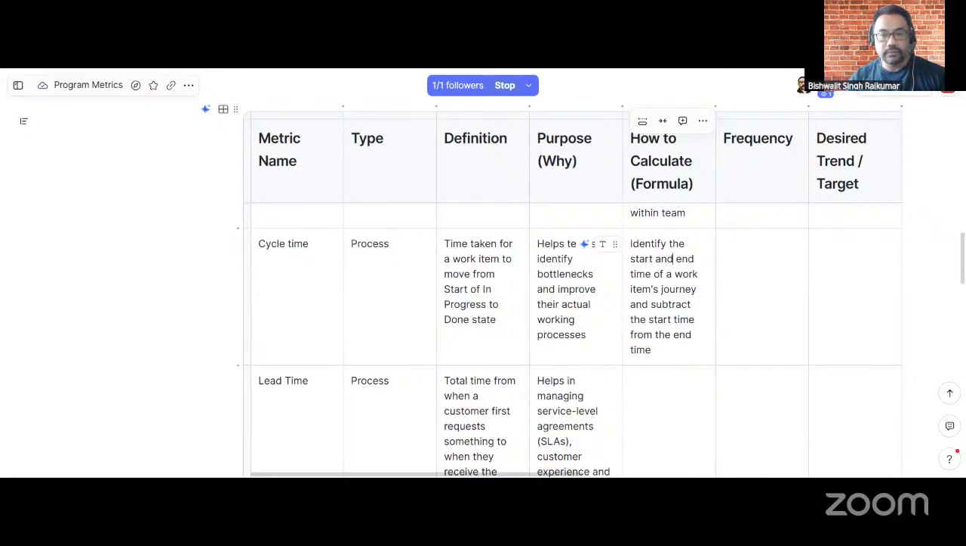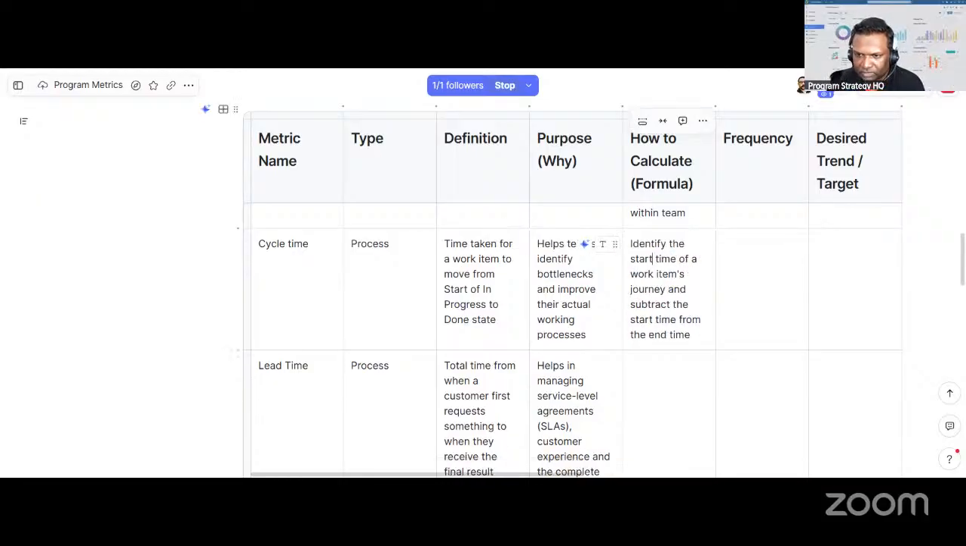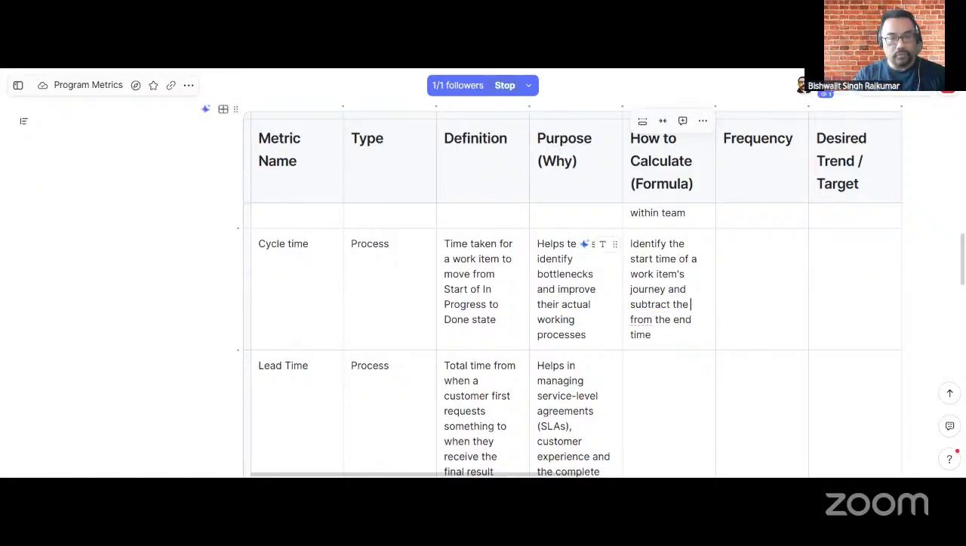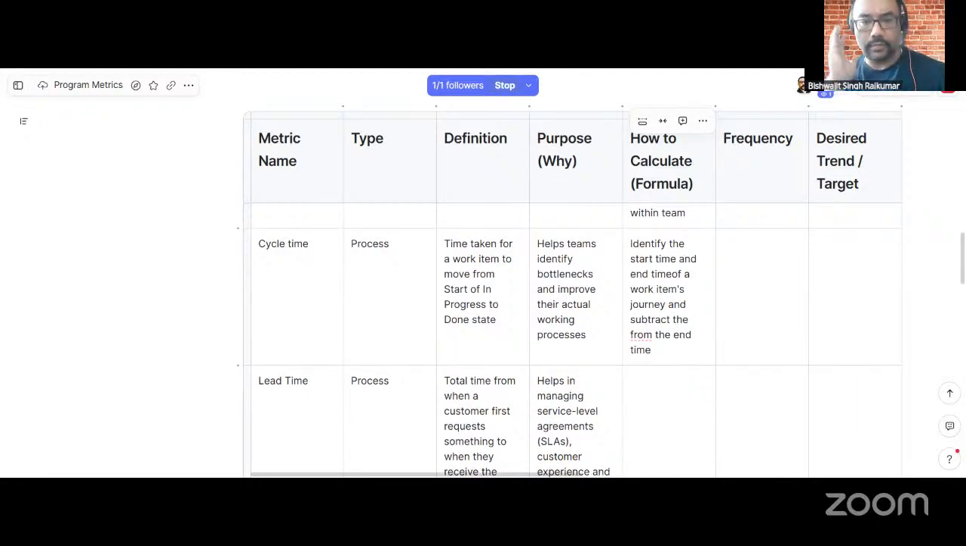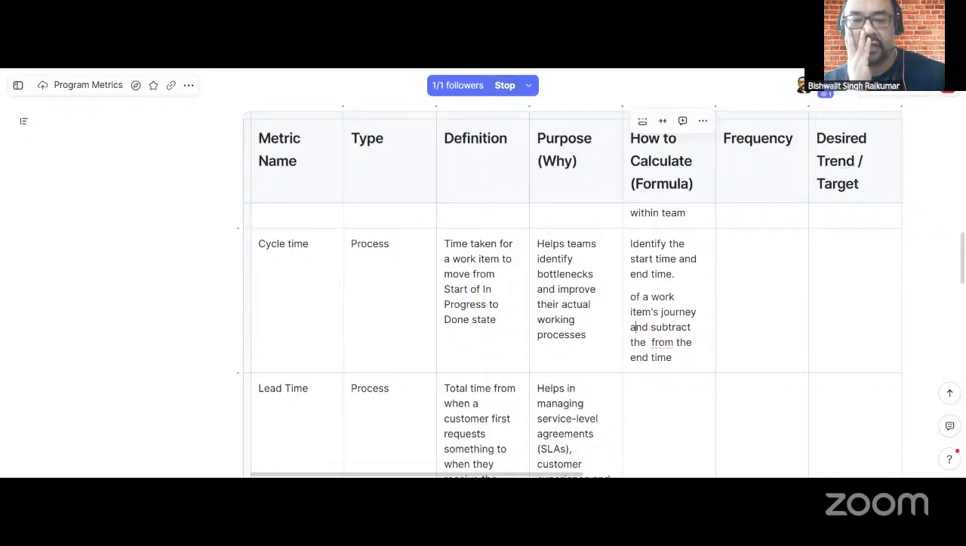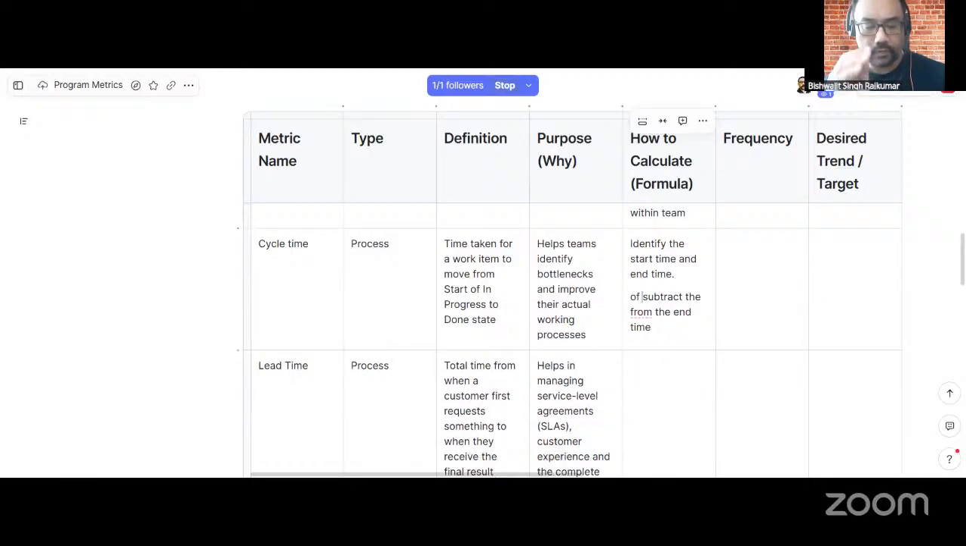Identify the start time of a work item journey and subtract it from the end time. No, from the end time we have to remove the start time, right? Yeah, end time minus start time. Okay, but then how practical is this? End date minus start date.